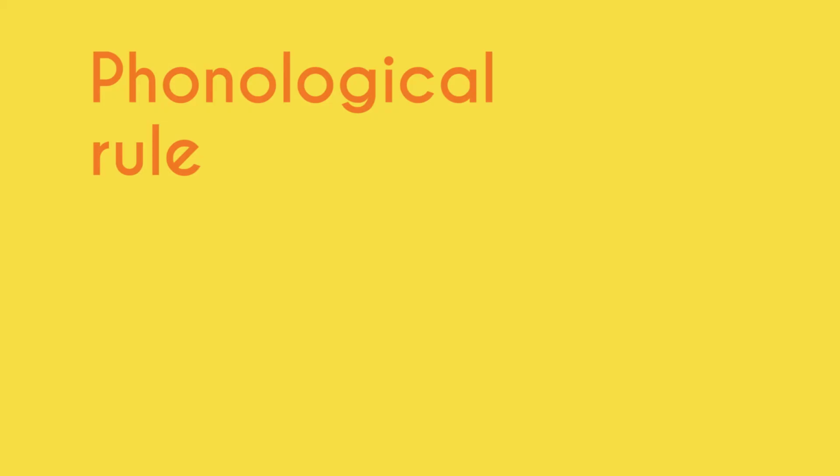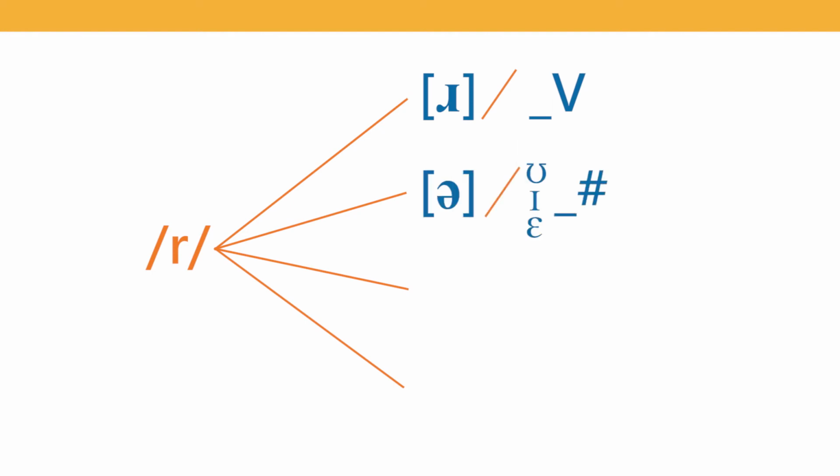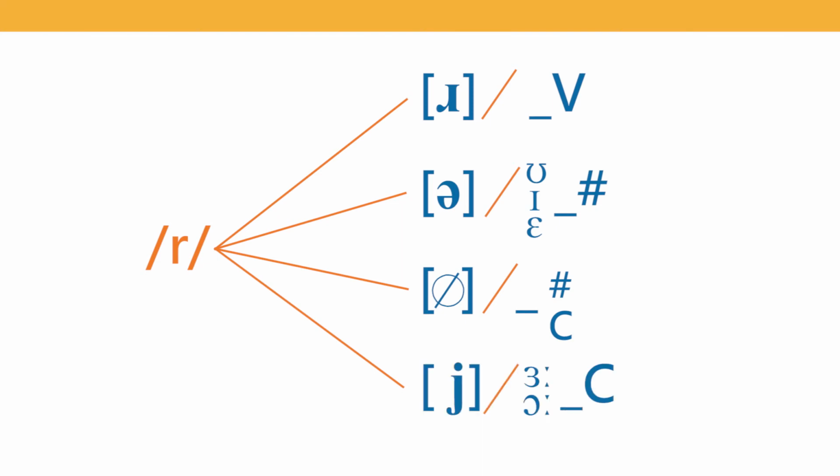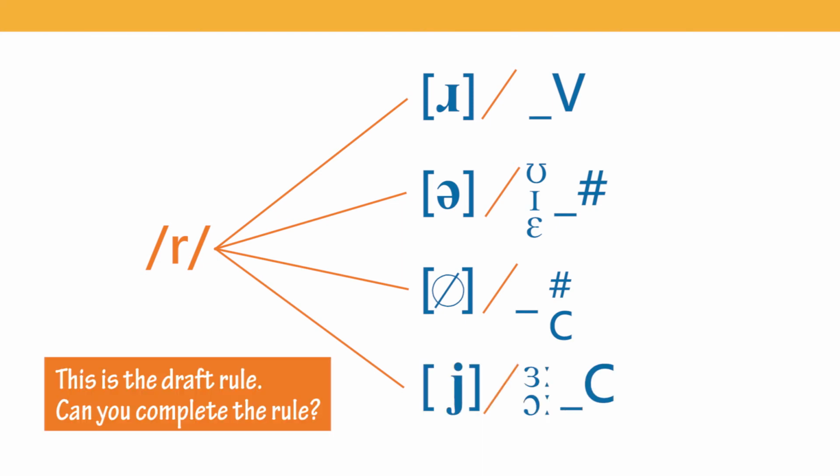So I tried to turn this into a rule. This is like a draft. In his speech, the sound ra becomes a ra when it's followed by a vowel, becomes schwa when it's word final, preceded by a vowel. It becomes nothing when it's followed by a consonant, and it becomes ya if it's preceded by these and followed by a consonant.